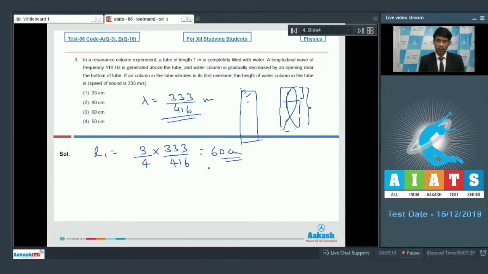Fine. So it's been given that the total length of the tube was 1 meter. So the remaining portion, that is the height of the water column in the tube, will be how much? It will be 100 centimeter minus 60 centimeter. That will come out to be 40 centimeter. So that's the answer for question number 3. Option 2 is the correct answer. Now we shall proceed to the next question, that is question number 4.